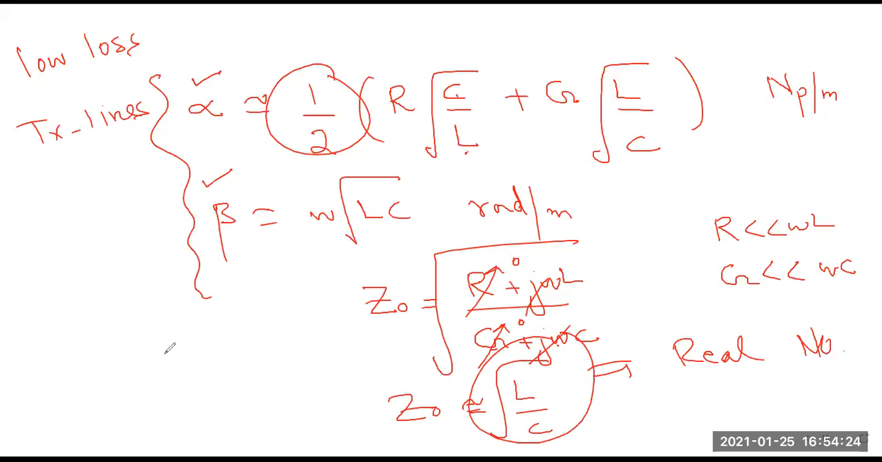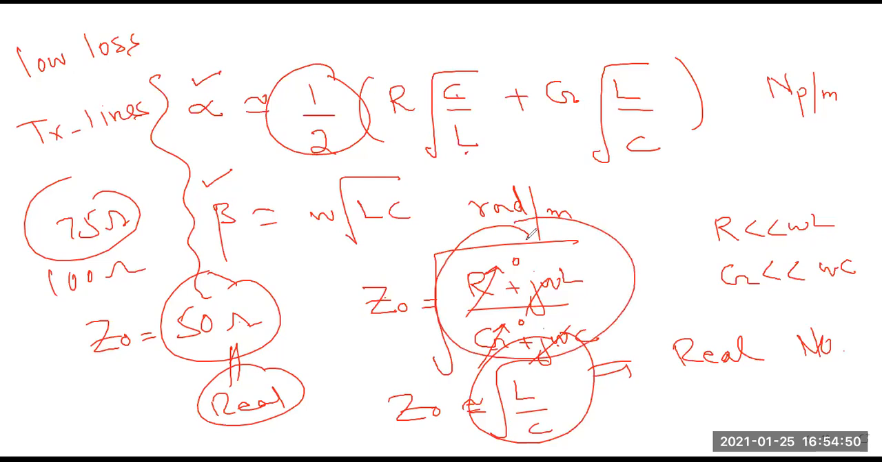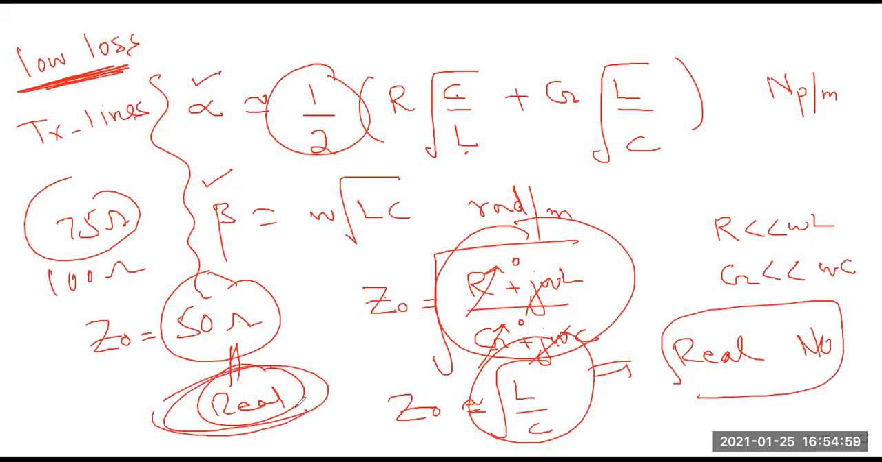That is the reason whenever we talk about a transmission line, we say the characteristic impedance of the transmission line is 50 ohm. You can see this is a real number. So for all practical transmission lines, when you talk about their characteristic impedance, you say it is 50 ohm, or 100 ohm, or 75 ohm. Actually Z naught is a complex number, but because the transmission lines we use in the real world are low loss, the nature of the characteristic impedance is approximately real. Okay, that's enough for today.